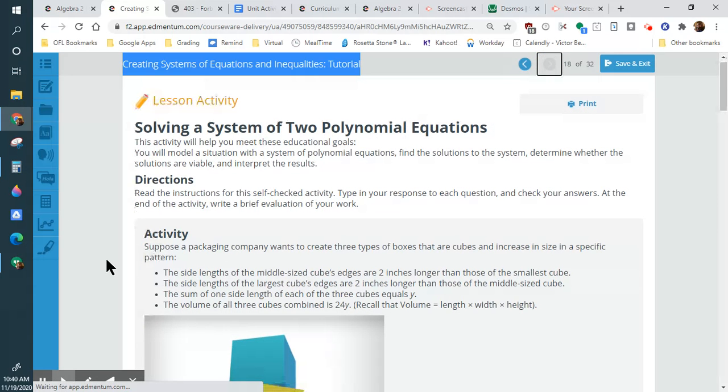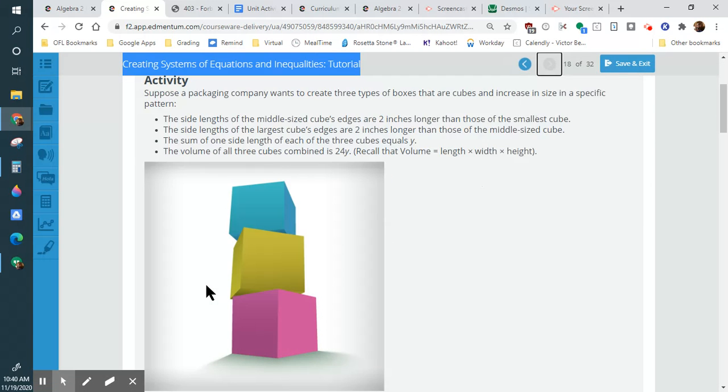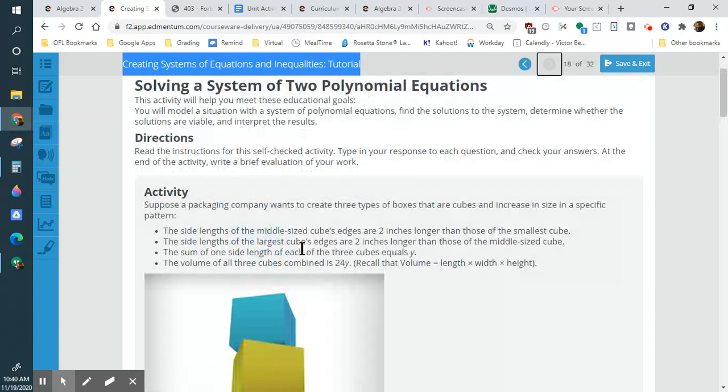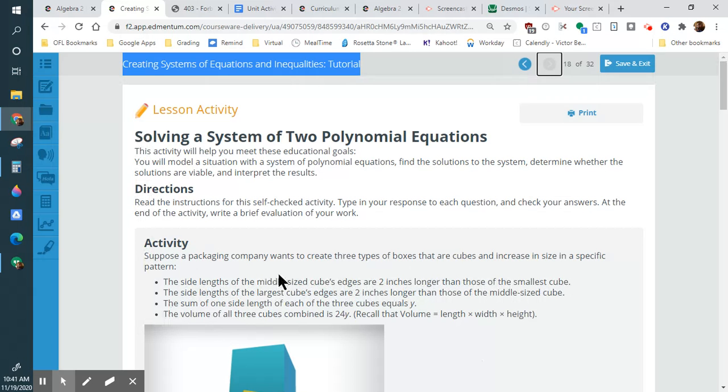So let's try to do this lesson activity here. We're dealing with all of these shapes and volumes. The side of the middle-sized cube's edges are 2 inches longer than those of the smallest. And then the largest cube. So we have all of these things going on at the same time. The volume of 3 cubes combined is that. So let's kind of talk about these.